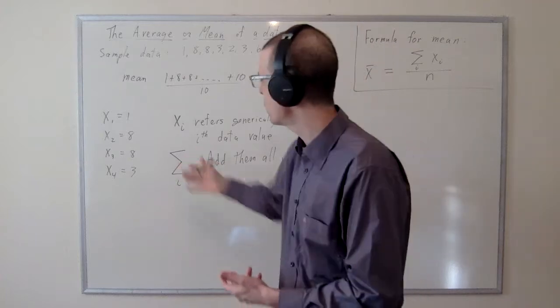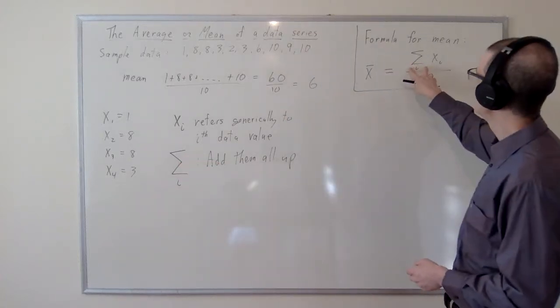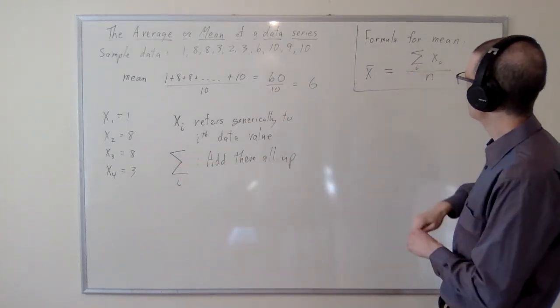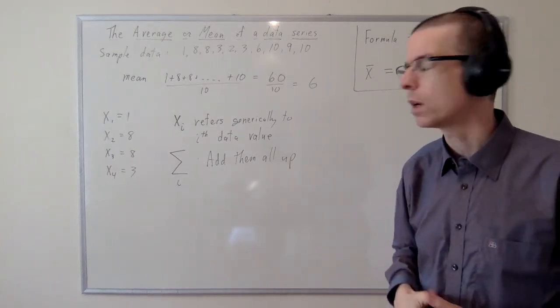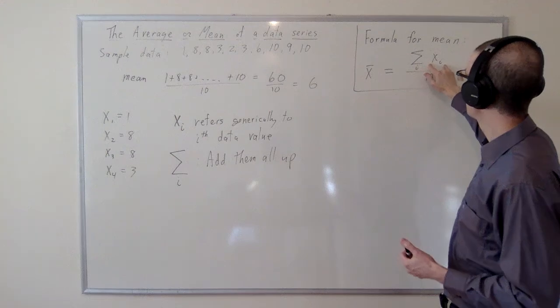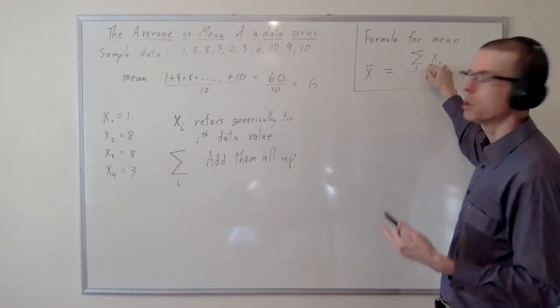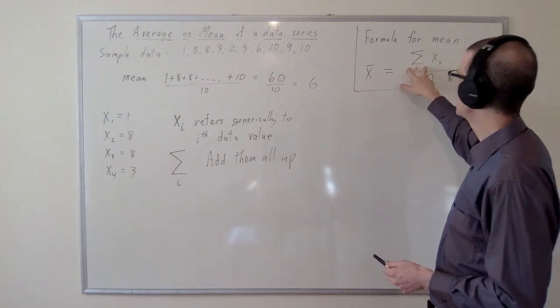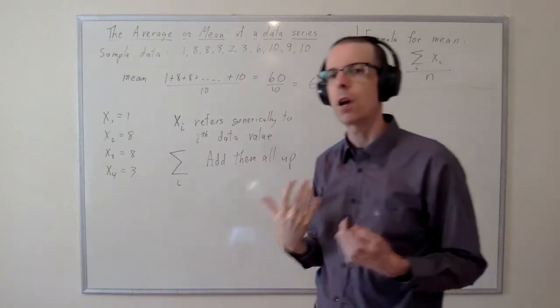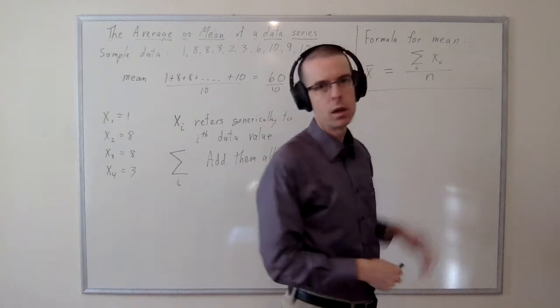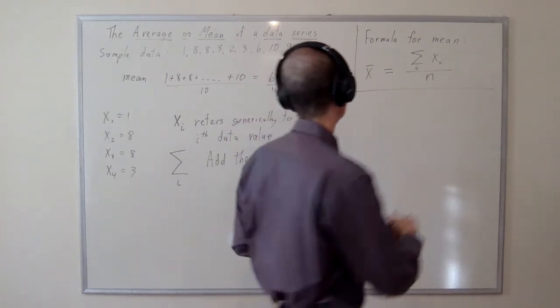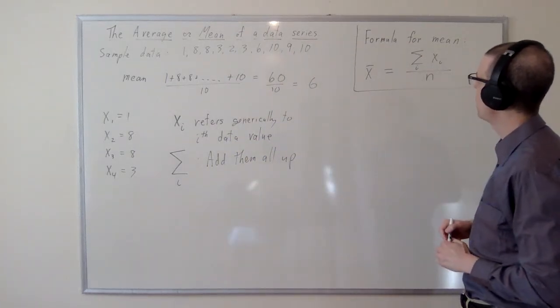Well, add what? Well, whatever comes after it. So in this case, these two symbols together refer to the process of adding up all of the data values, which is the first thing that we're doing when we're calculating the mean. So this refers to the data values individually but generically. And this basically commands us to add them all up. So this says add up all of the individual data values. And then of course, this is just a simple fraction and we divide by n.